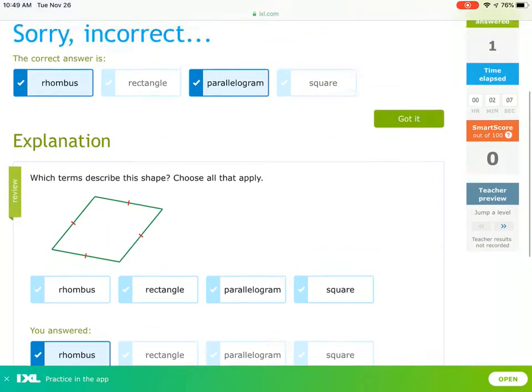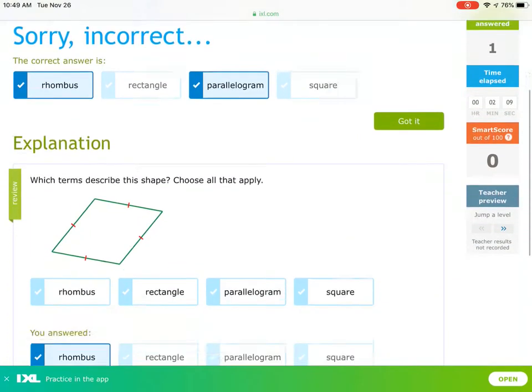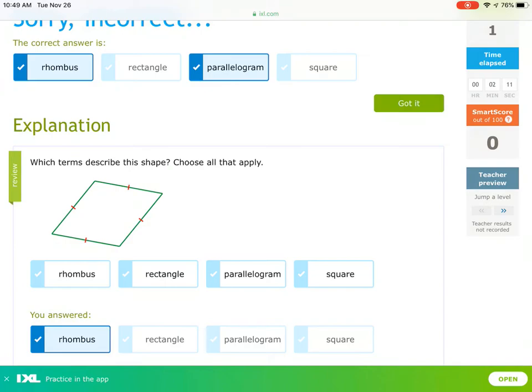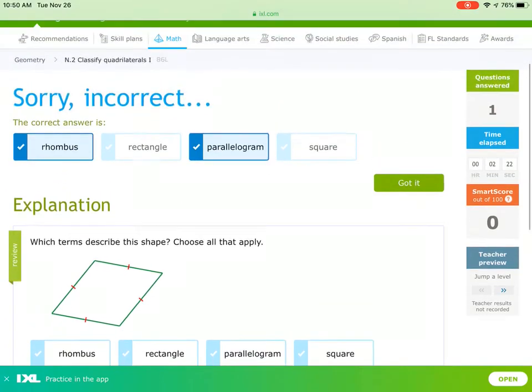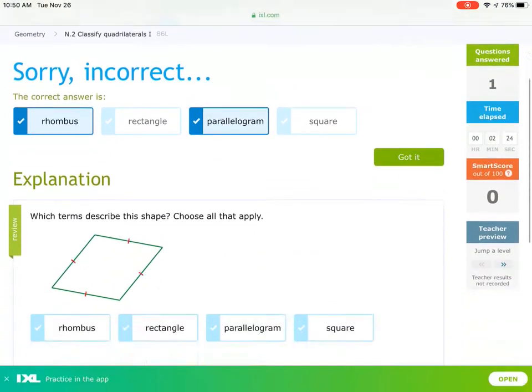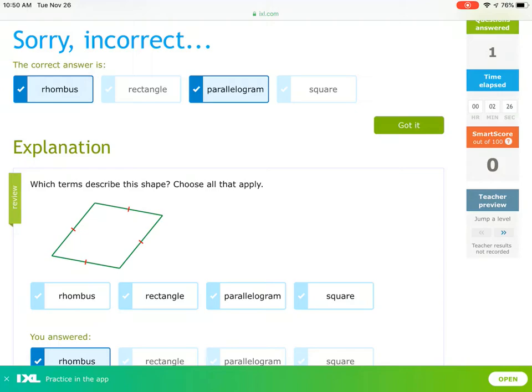I answered rhombus, but the answer is... Oh, I'm sorry. I misread the question. It's not asking for the most descriptive name. It's asking for all that apply. So it's actually both rhombus and parallelogram, which I actually did mention, that the rhombus is also a parallelogram. Sorry, I read the question wrong.